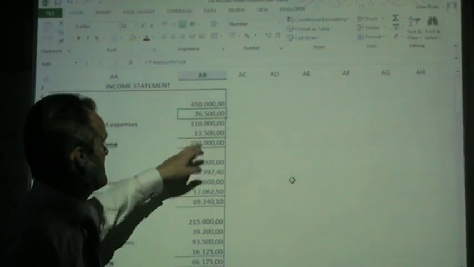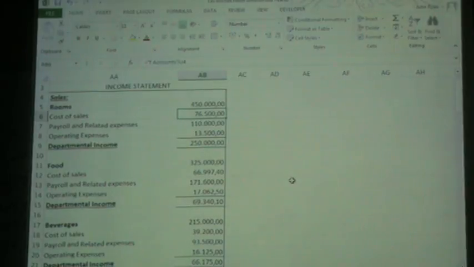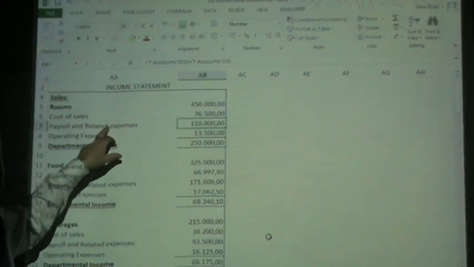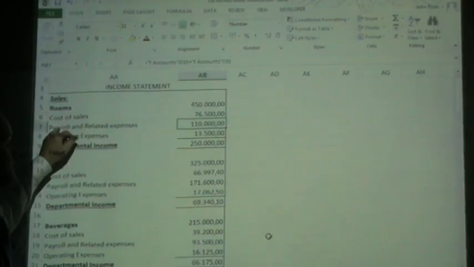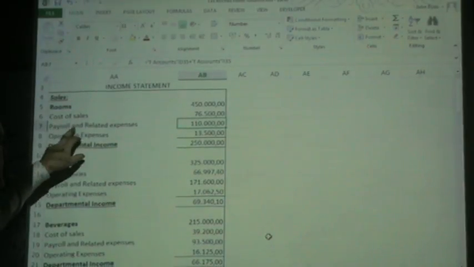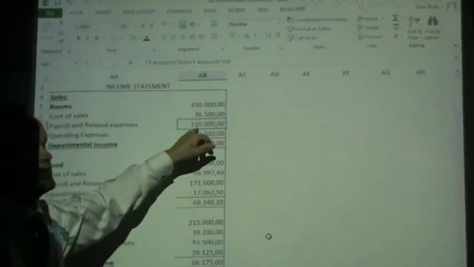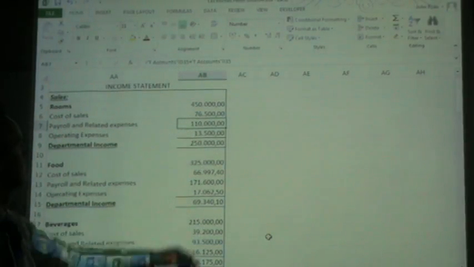Payroll and related expenses. Again, if you click on it, it tells you from where it came. But of course, the payroll and related expenses are literally salaries and the social security. So all you do is you take the salaries relating to the rooms and the social security relating to the rooms and add them together. And this is what gives you this number.